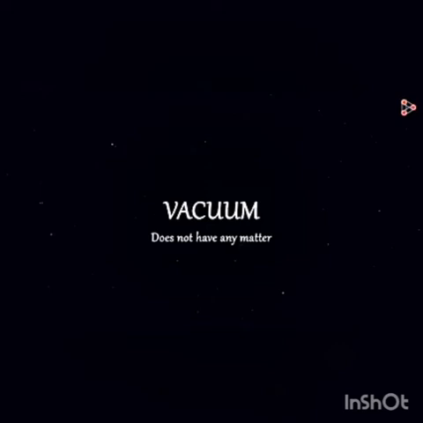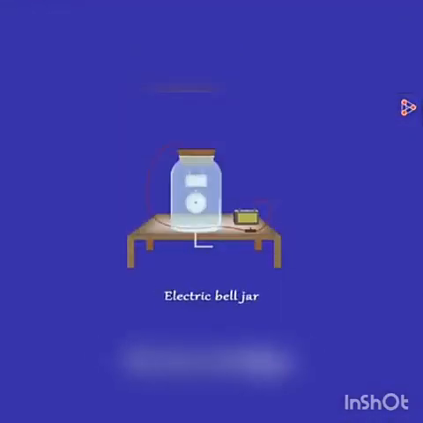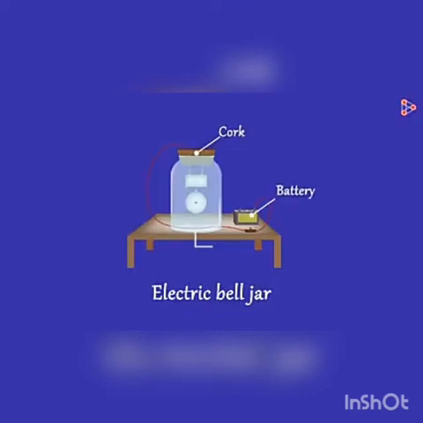Let us see one experiment. Here we have an electric bell jar. A bell jar is a glass jar whose shape is similar to that of a bell. So we have a glass jar in which an electric bell is fixed with the help of a cork. We call it an electric bell because it requires electrical energy to work. This bell is connected to an external battery and key.